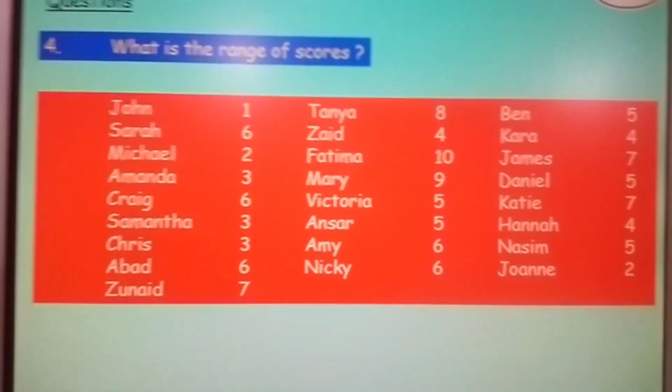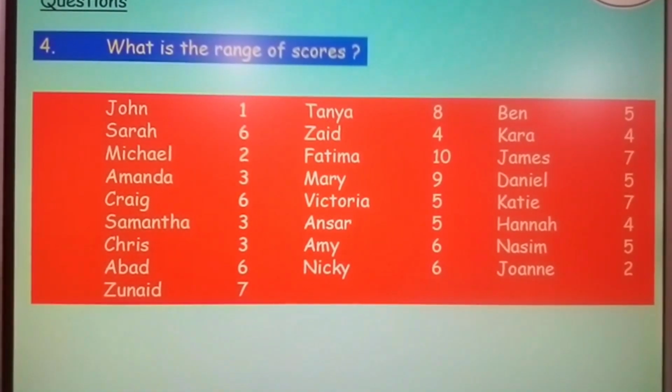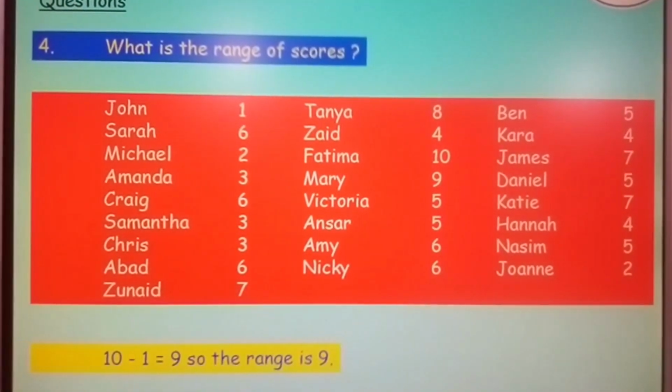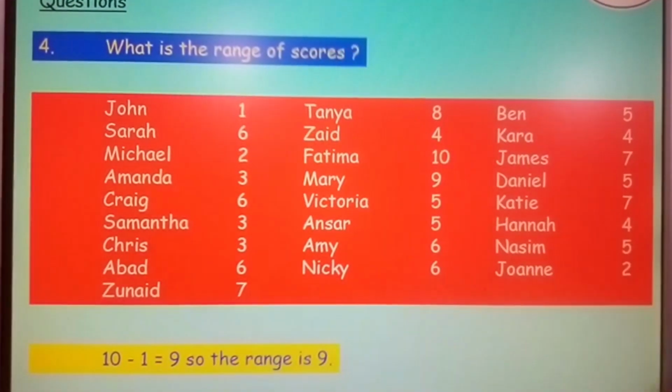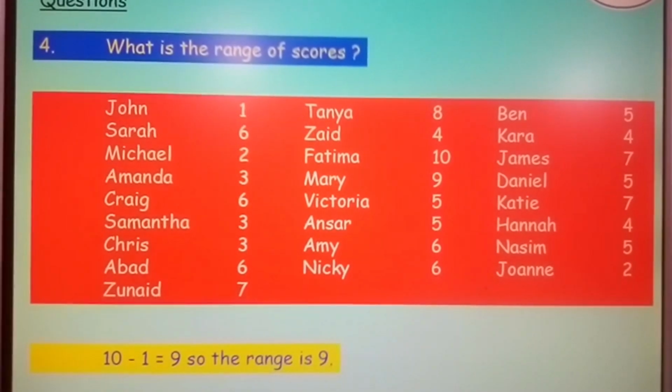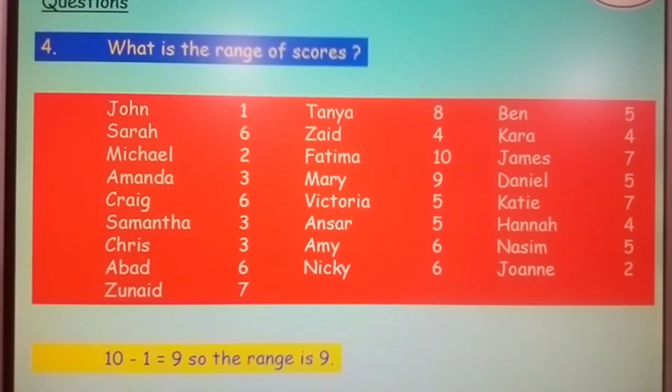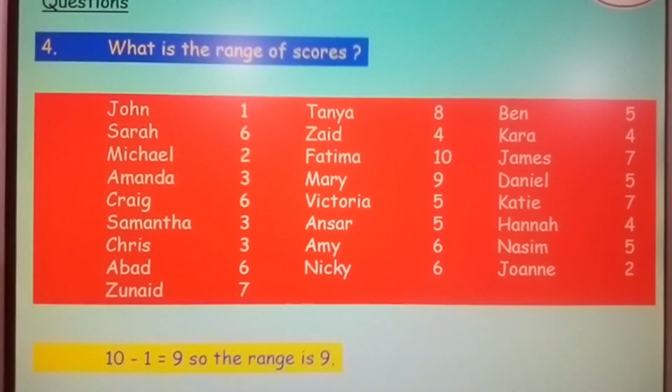Okay, so I'm not going to take too long on this now because you should be familiar with this yourselves. What is the range of scores? And it says here, what is the range of scores? Okay. So 10 minus 1 equals 9, so the range is 9.